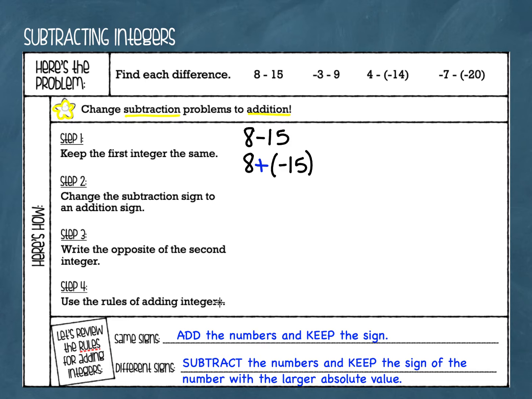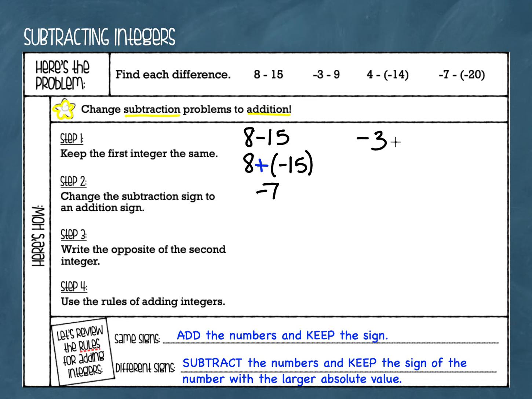Step 4 is we're going to use the rules of adding integers, because now we have an addition problem. We've got our rules on the bottom here. If you need to stop the video and take a minute to copy the rules down, do that. We have different signs. I have a positive 8 and a negative 15. So I am going to subtract the numbers. 15 minus 8 gives me 7. To decide which sign it's going to be, I look at the 2 numbers in my problem and see which one is bigger, meaning which one has the higher absolute value. I've got an 8 and a 15. Well, 15 is bigger than 8, and 15 was a negative number, so my answer is going to be negative 7. And of course, you know how to do this because we've already done lots of problems with adding integers.